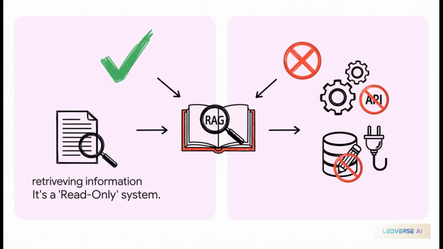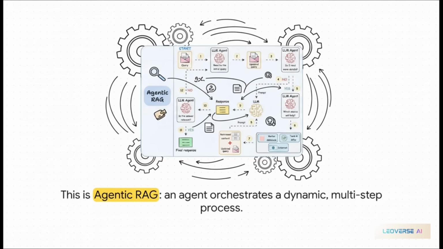Now, when you combine all of this, you get what some people call agentic RAG. The key here is that the agent isn't just following a simple one-way script. No, it's the orchestrator. It's in charge, managing a whole dynamic process, making choices and picking the right tools at the right time to get a job done.